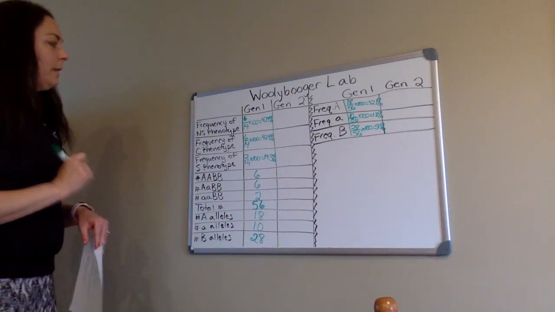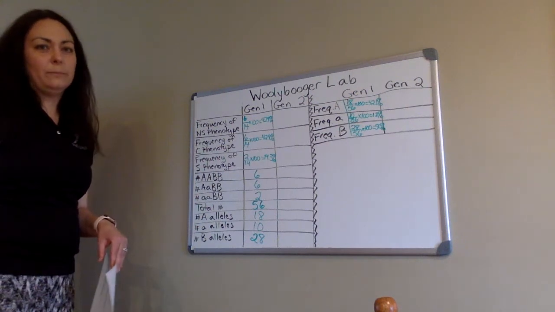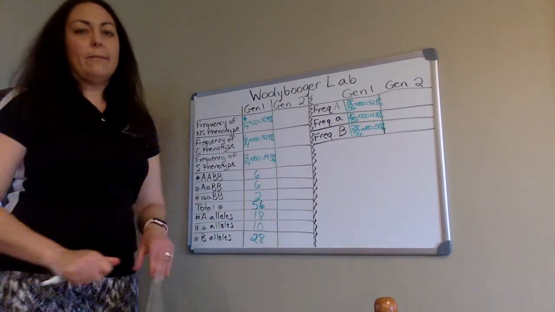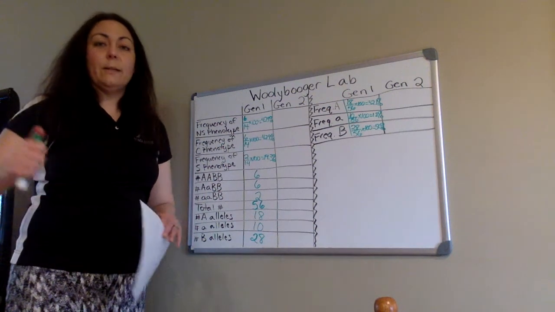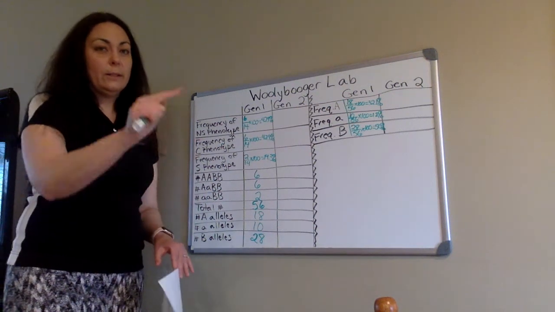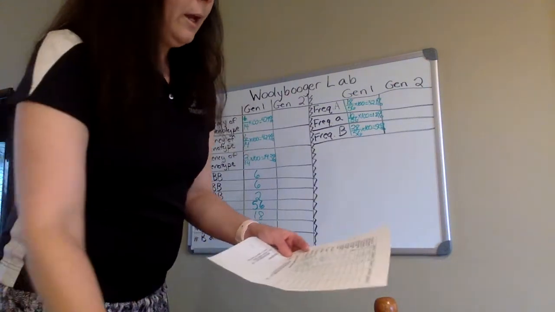Okay, so that's how you would go through the data for generation 1. So if you think you have that down, go for it. You can do that with the rest of them. If you want me to do generation 2 with you, continue on here. We'll do generation 2.